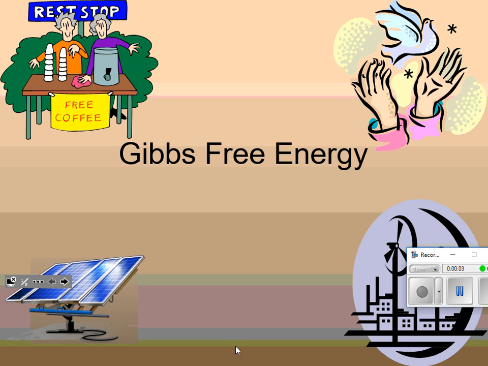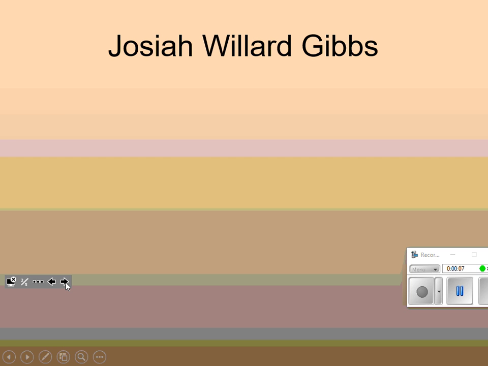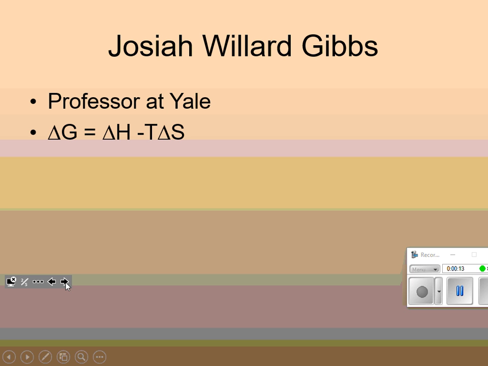These are the audio notes on Gibbs free energy. This first slide, you don't need to know who Gibbs is and that he went to Yale. However, in the reading guide, you should have written down this equation. This is one of the main equations that you need to know with Gibbs free energy. In the lab that we'll be performing on Monday, you are actually going to use this equation to solve for entropy, delta S.